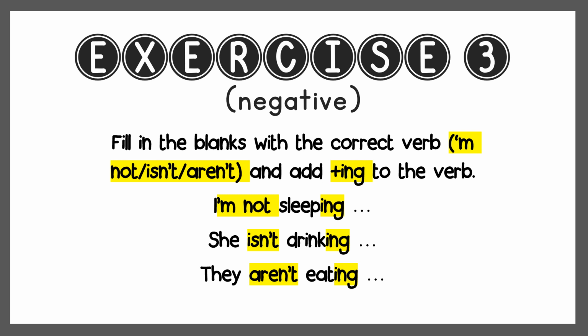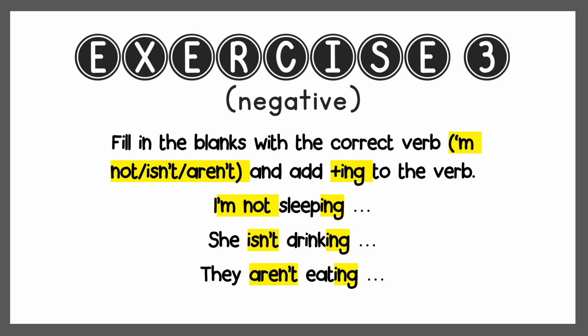Latihan dia sama, tapi jawapan dia kena lain. Okay, tadi affirmative, now it's negative. So fill in the blanks with the correct verb. Yang mana? Am not, or isn't or aren't, okay, and add plus ing to the verb. Macam tadi I, jadi I'm not sleeping. She, tadi is, sekarang isn't drinking. They, tadi are, sekarang aren't eating. Okay, so exercise dia sama, ideanya sama, cuma jawapan dia lain.